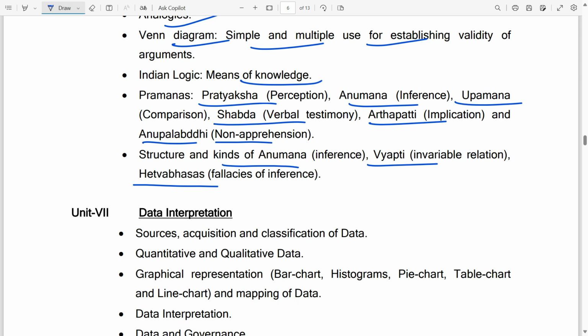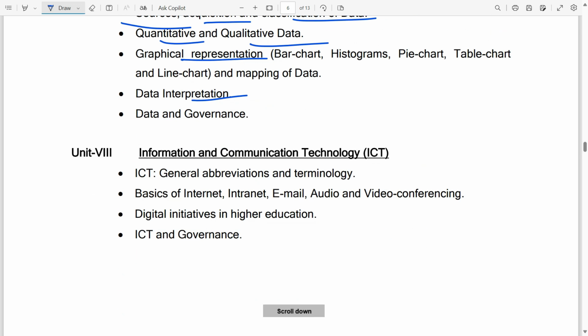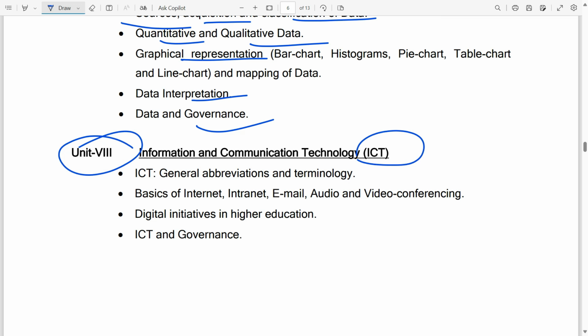then you will see these kinds of things in detail. Now coming to the next unit, here we will see data interpretation. From data interpretation, what they ask: sources, acquisition and classification of data, quantitative and qualitative data, graphical representation, data interpretation, data and governance. And last but not the least, they ask about information and communication technology. In this, they will ask about general abbreviations and terminology which are in the news also: basics of internet, email, audio and video conferencing, digital initiatives, and how higher education has improved by the coming of information and communication technology, ICT and governance. So these kinds of questions they ask.